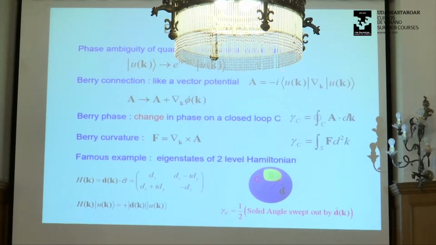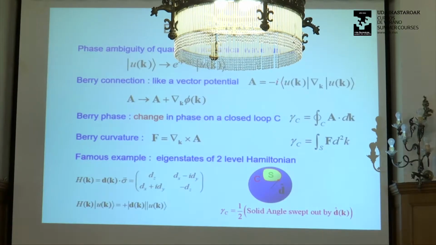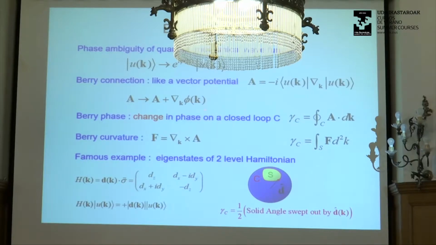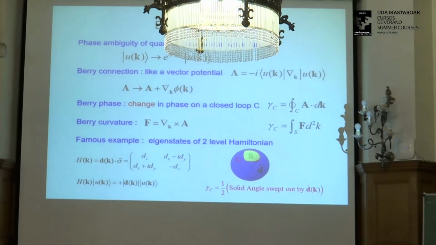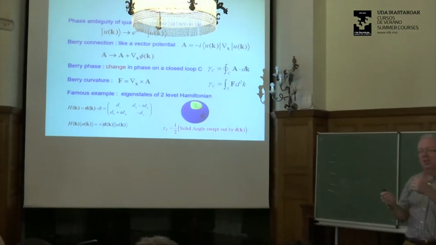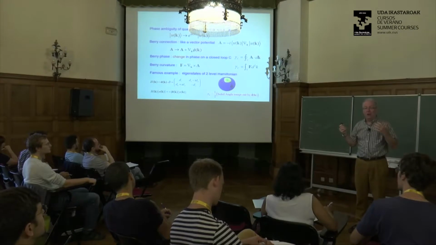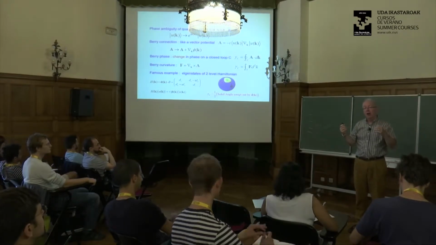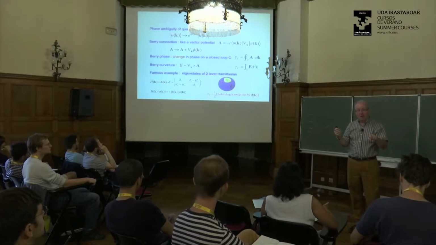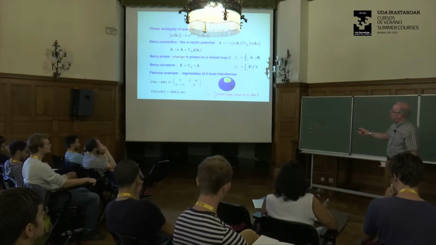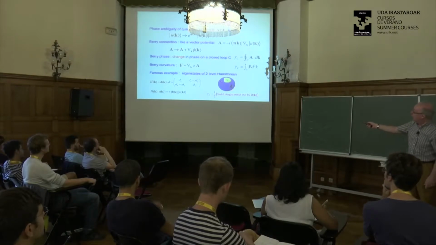So this quantity behaves like the vector potential in ordinary electromagnetism. If I do a gauge transformation where I change the phase, then this vector potential changes according to the gradient of that phase, just like in electromagnetism. Now in electromagnetism, of course, the vector potential is not gauge invariant. It's not really a physical quantity that you can measure, but you can measure the flux of the vector potential, which is gauge invariant, and that's what the Berry phase is.